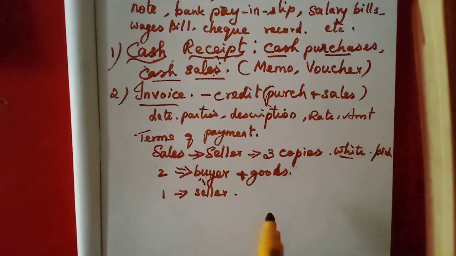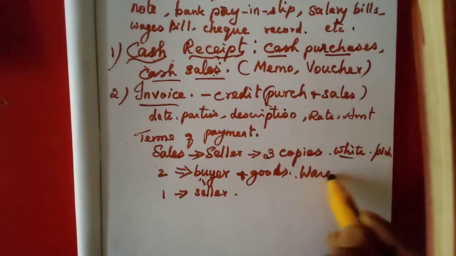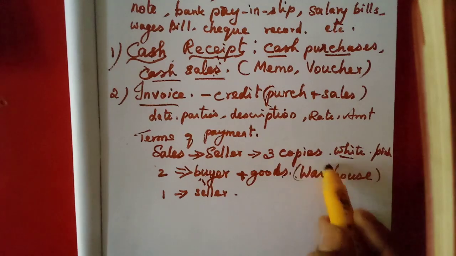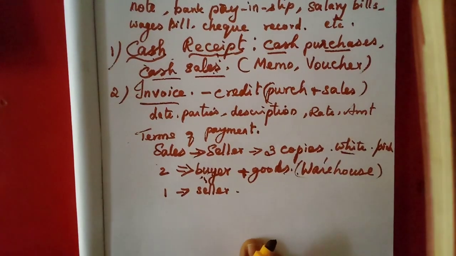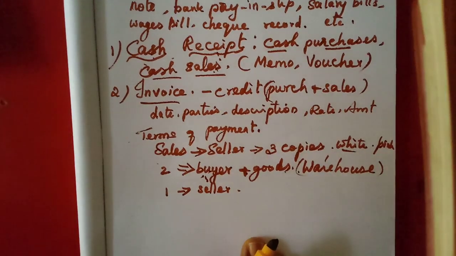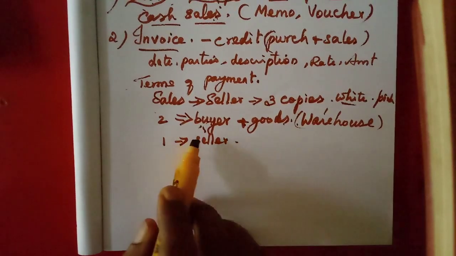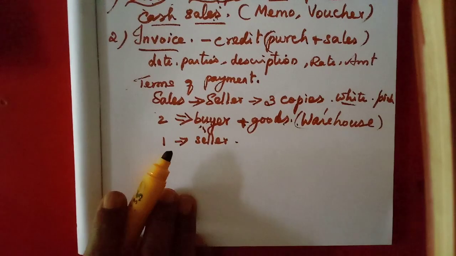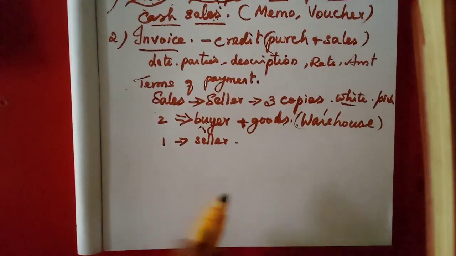Then if the goods are in the warehouse, warehouse means the store, they will keep one copy there also. So some places they may have 4 copies also. Before, only 2 copies: buyer 1 copy, seller 1 copy. Nowadays they have 3 copies, but some organizations may have 4 copies.